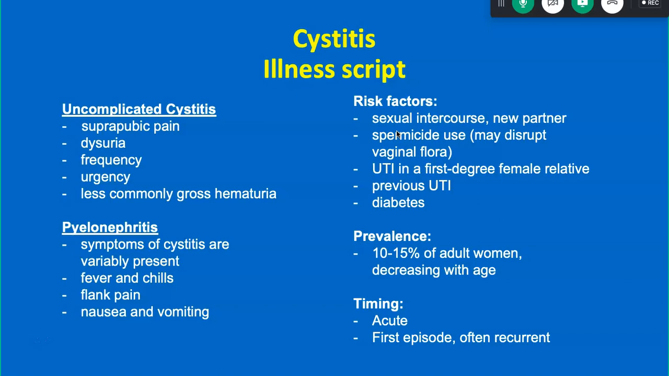Spermicide use has been associated with this, believed to be because it disrupts the vaginal flora. There are some anatomic and risk factors, so a family history increases your risk. Of course, if you have a previous UTI, you're at increased risk of developing another UTI, and patients with diabetes are at increased risk. The prevalence decreases with age, but it ranges among adult women from 10 to 15%.